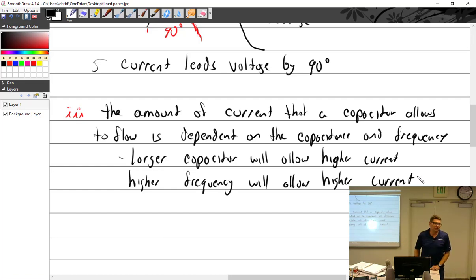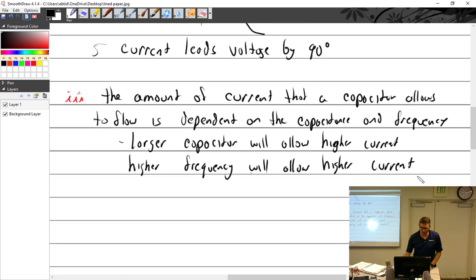plates. If the frequency is really slow and it reverses once every hour, well, you're not going to get much because it's going to charge up within the first few seconds and then do nothing for the next 59 minutes and so many seconds. But if you have it reversing very fast and the capacitor never even fills up, well, you're going to get a lot of current flow.